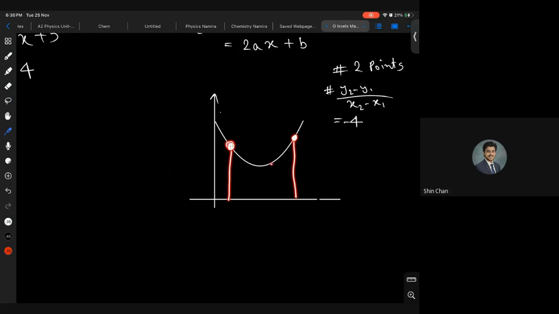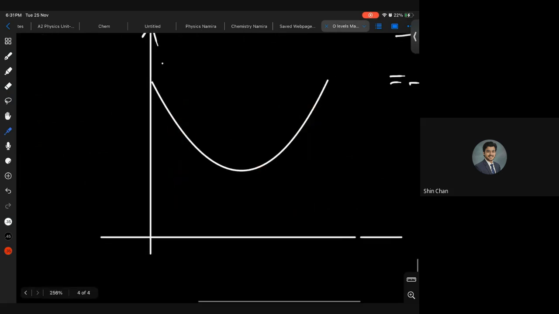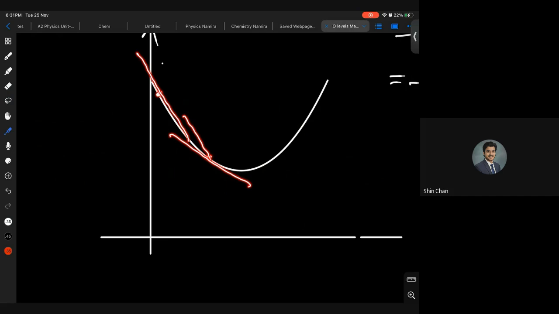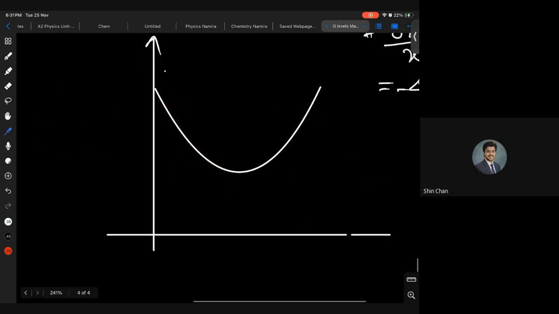Let's say I want to find the gradient at this point, the slope will be like this, right? Yes, sir. And how about this point? For this point the slope will be more like this, right? Yes, sir. Do you know what a tangent is? No, sir. That's okay.